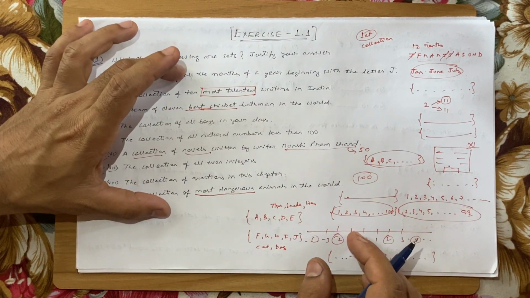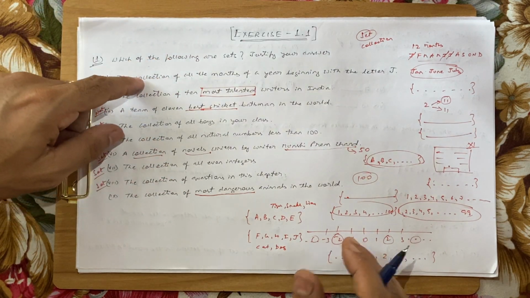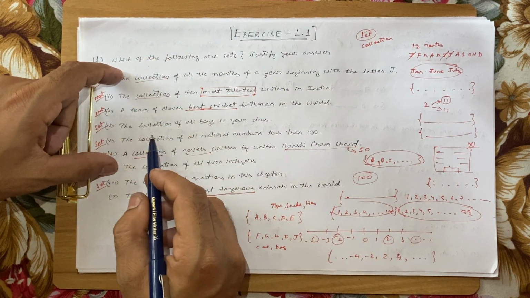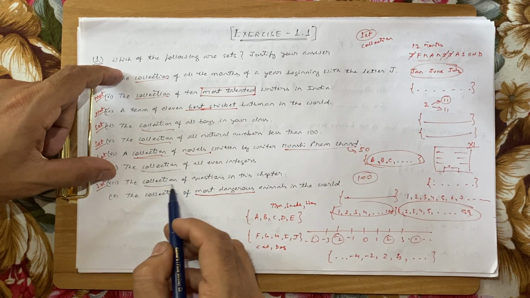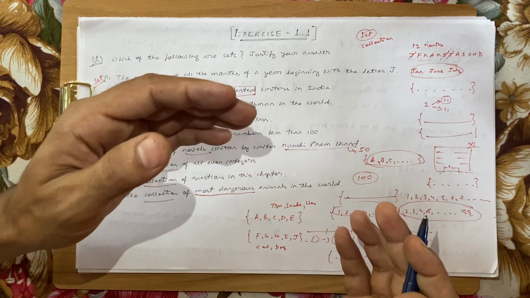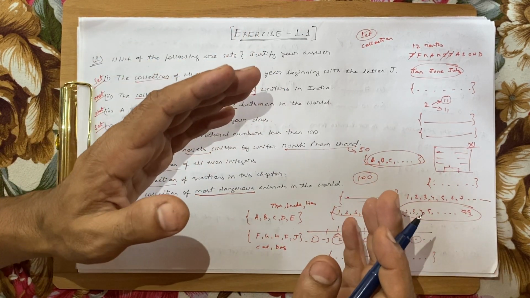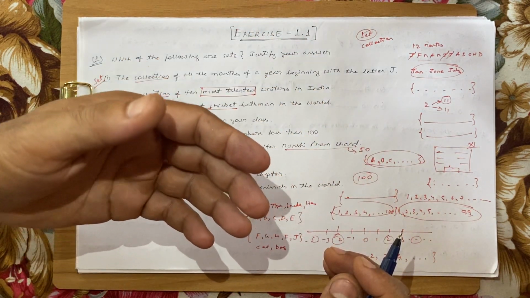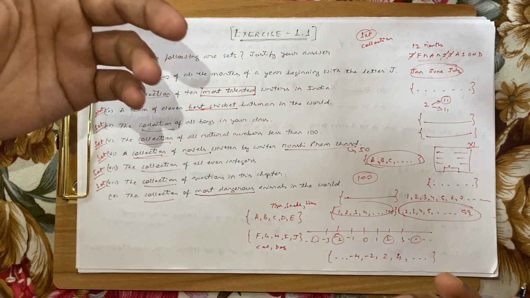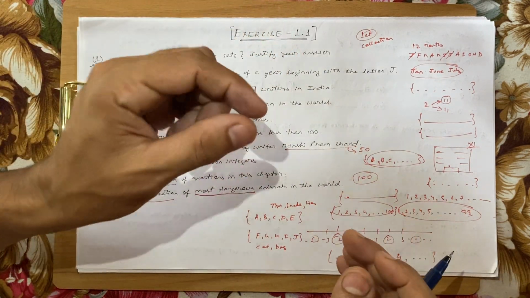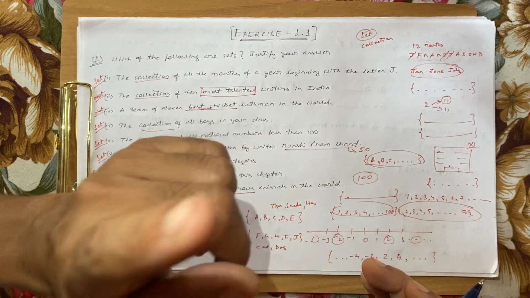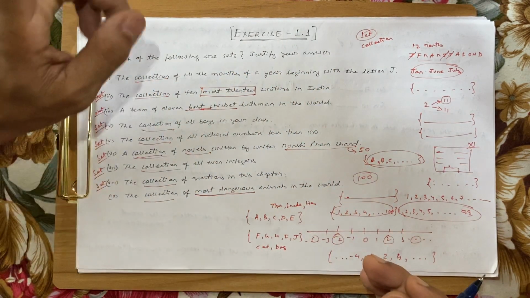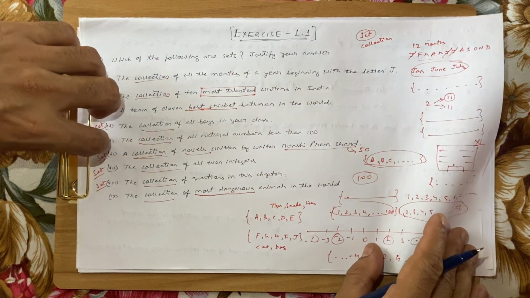Just remember that all of these used the word collection. So a set has to be a collection of some objects. It can be books, people, money, tables, chairs, it can be anything. It should be a collection, and each element in that collection should have one common nature. Only then will it be a set.